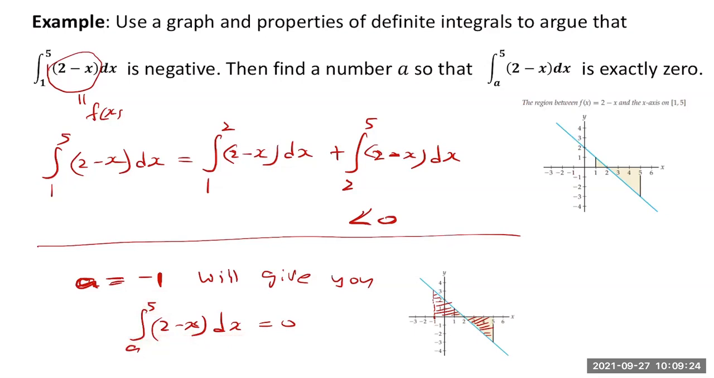That's basically because in that interval minus 1 to 5, the area above the curve is the same as the area below the curve. So the area above the curve is counted as a positive area. The area below the curve is counted as a negative area. They will cancel each other and give you 0.